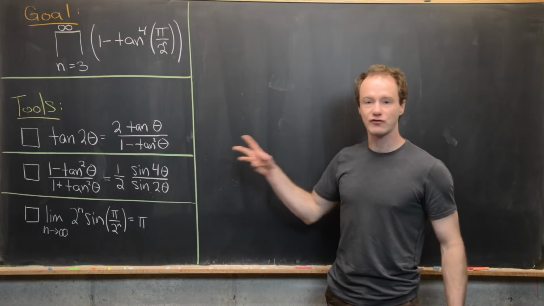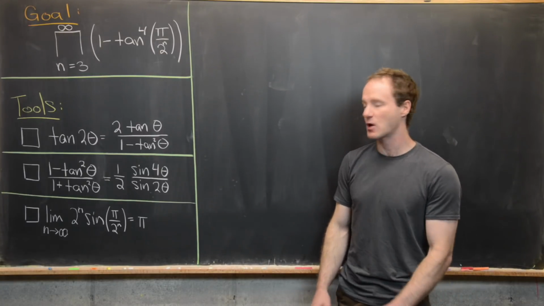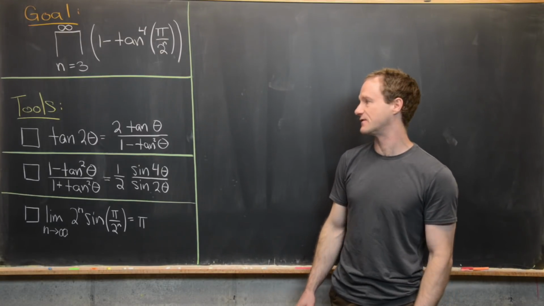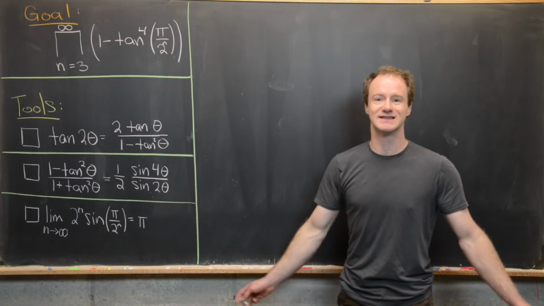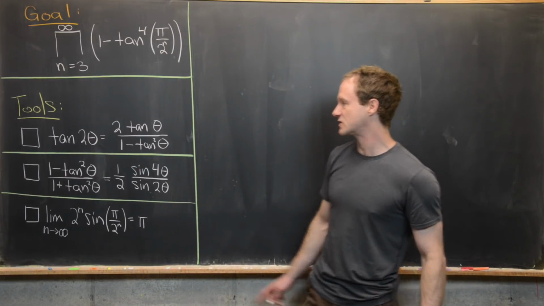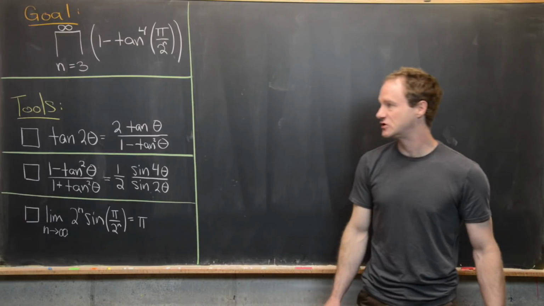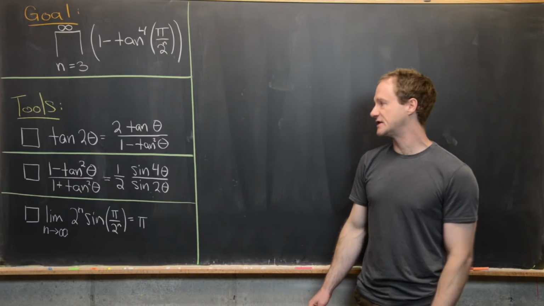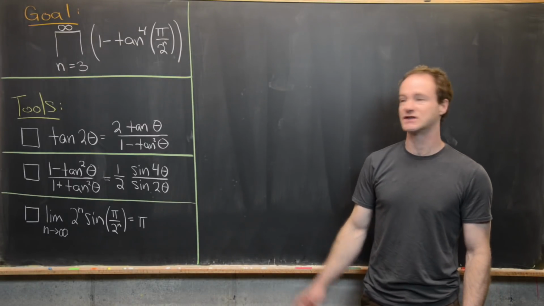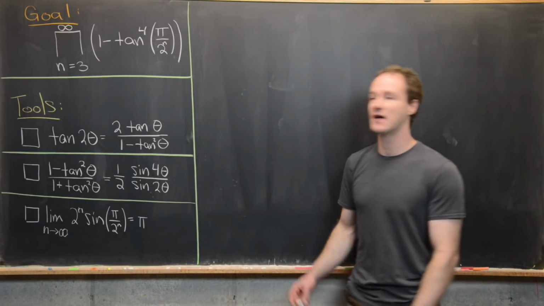We're going to use 3 tools in order to evaluate this product, which we'll prove just for completeness of the video. So the first tool is the double angle formula for the tangent function. It says that tangent of 2 theta equals 2 tangent theta over 1 minus tangent squared theta. Okay, so let's see how this one goes.